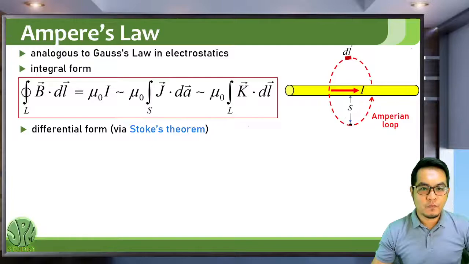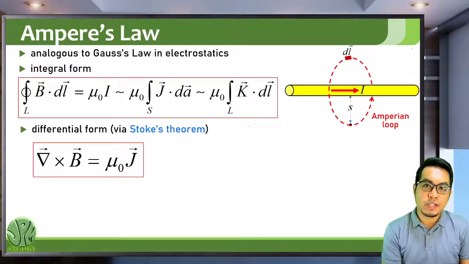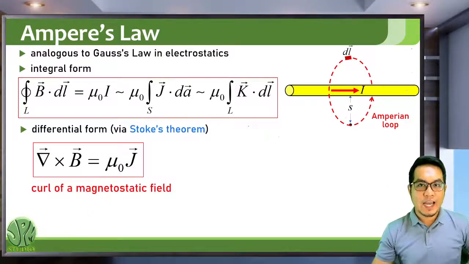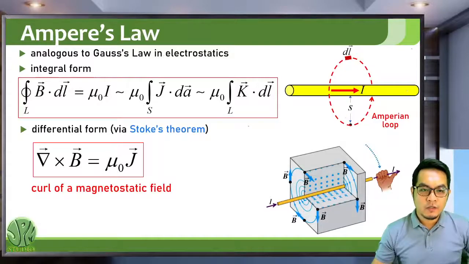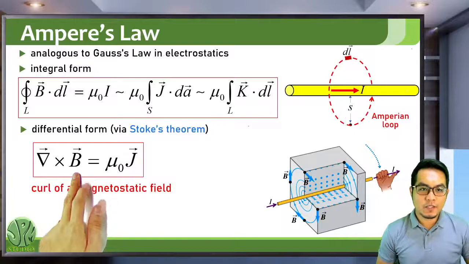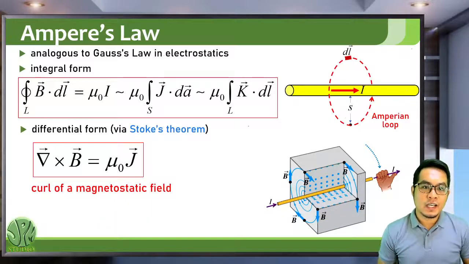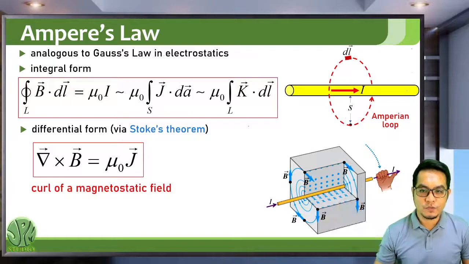For the differential form, in the divergence of an electrostatic field we used the divergence theorem; here we use Stokes' theorem to obtain the differential form of Ampere's law. The differential form describes the curl of a magnetostatic field. This implies that a magnetostatic field curls around a volume current distribution, in a similar manner as an electric field diverges, spreading out from a charge distribution. So a magnetic field curls around a current distribution J in general.